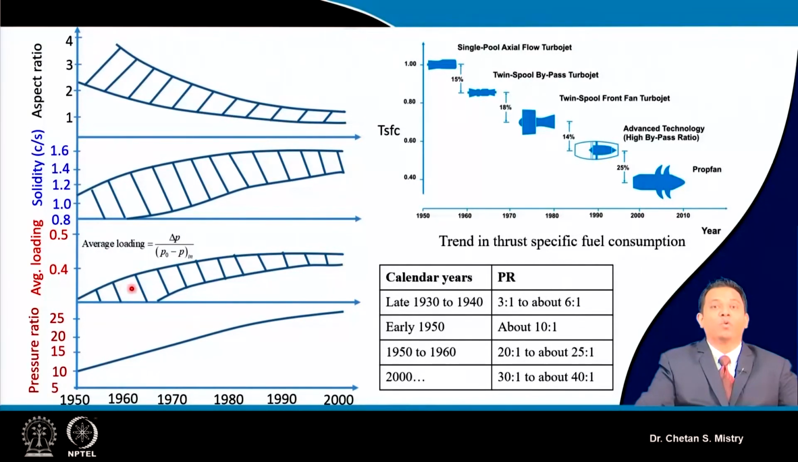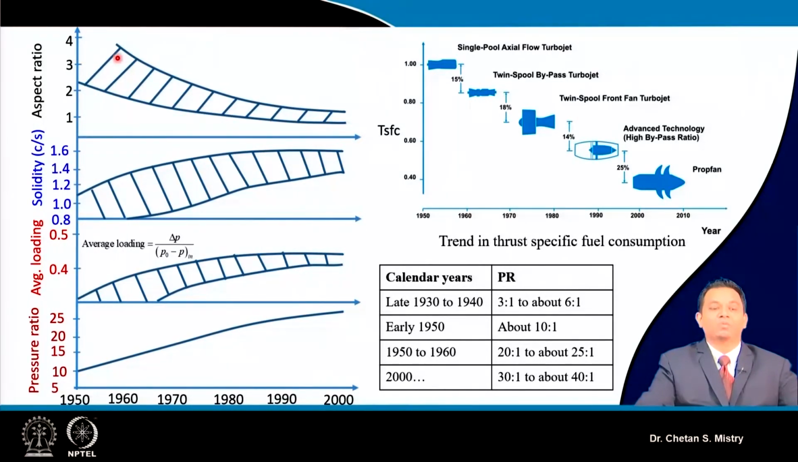At the same time, what are we looking for? We are looking for average per stage loading to improve as well. We expect the per stage pressure rise to be higher and higher, ranging on the higher side over the years. To meet these two requirements, we are looking for higher solidity of the blades. So we are moving towards higher solidity, which correlates our chord and number of blades.